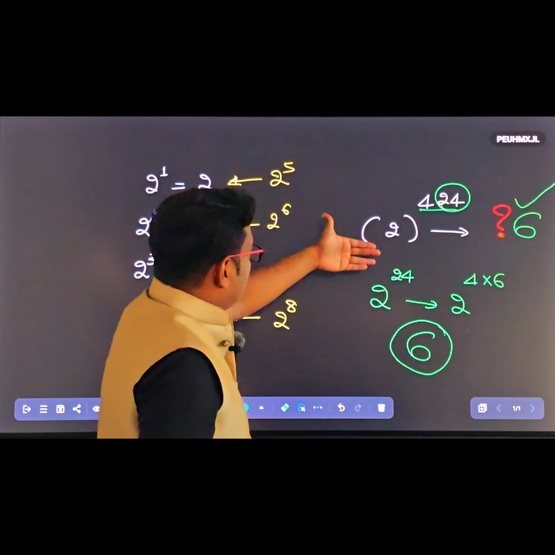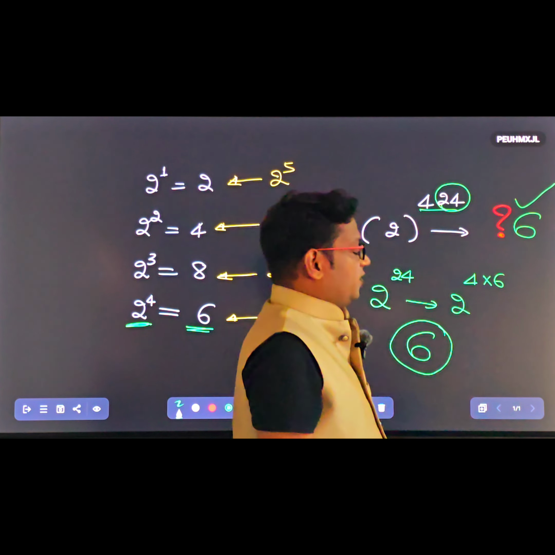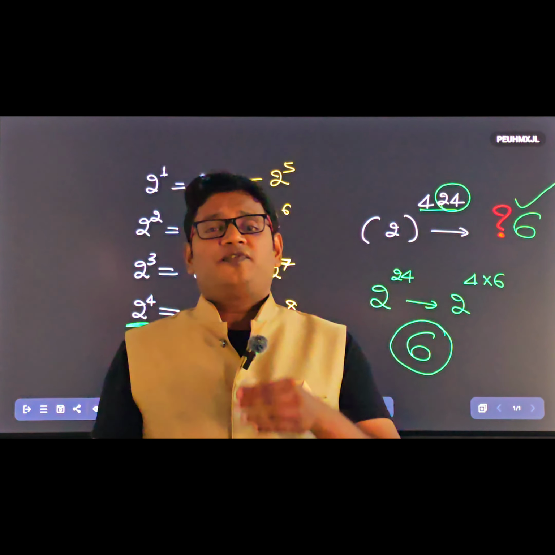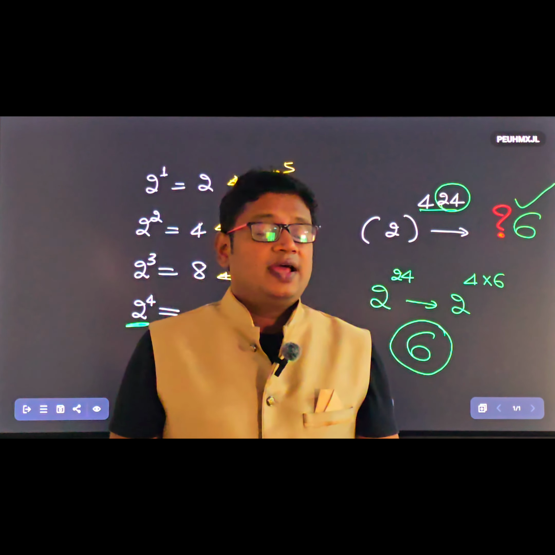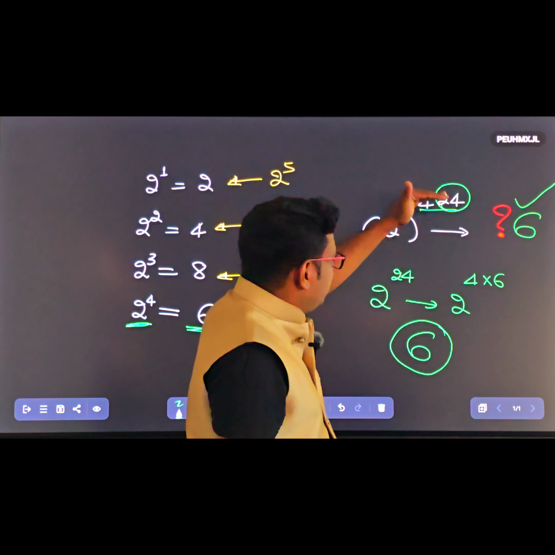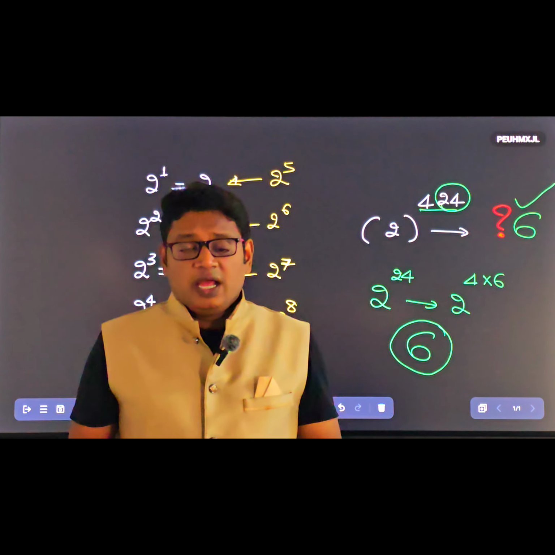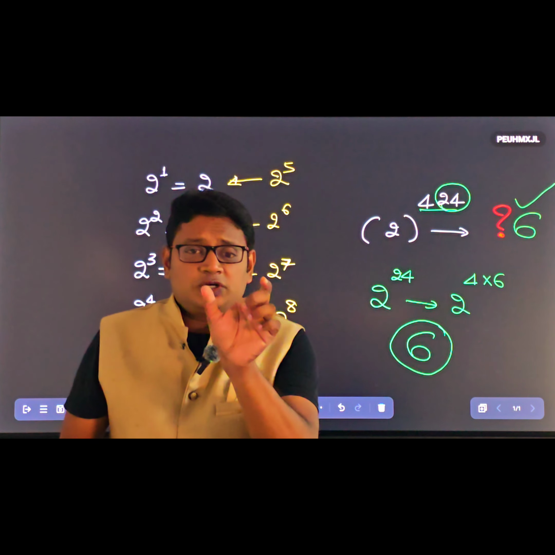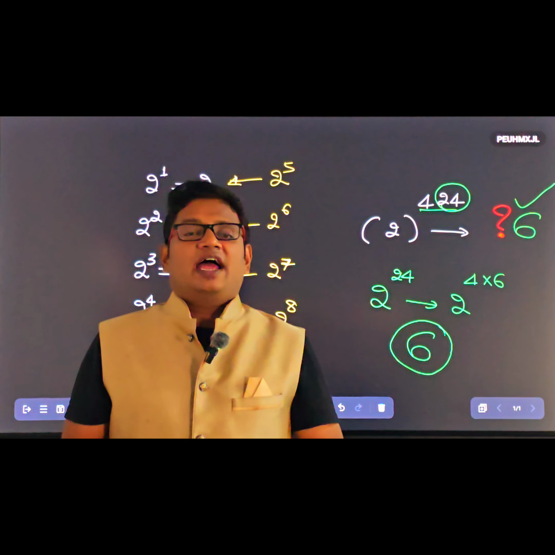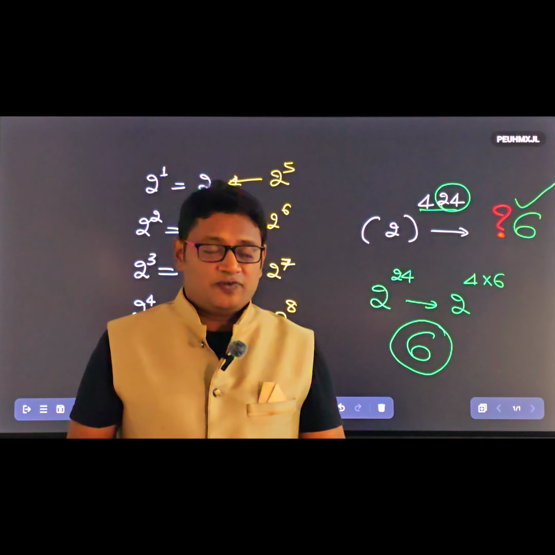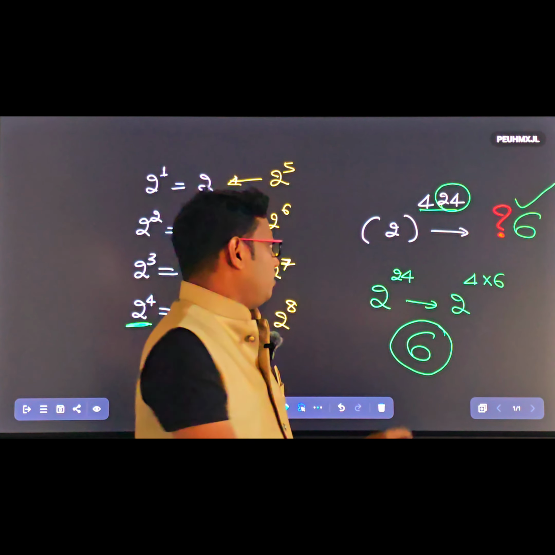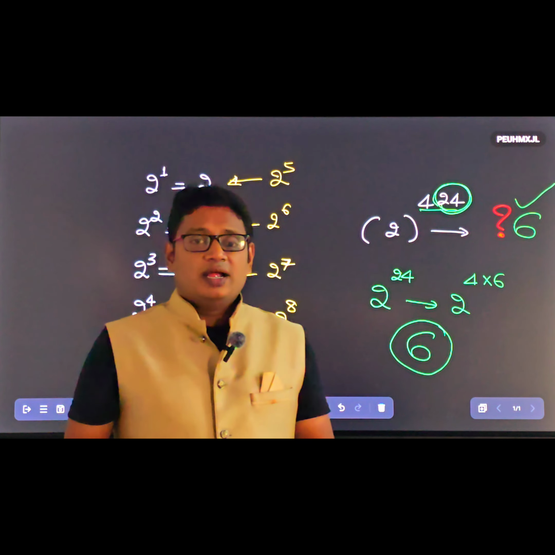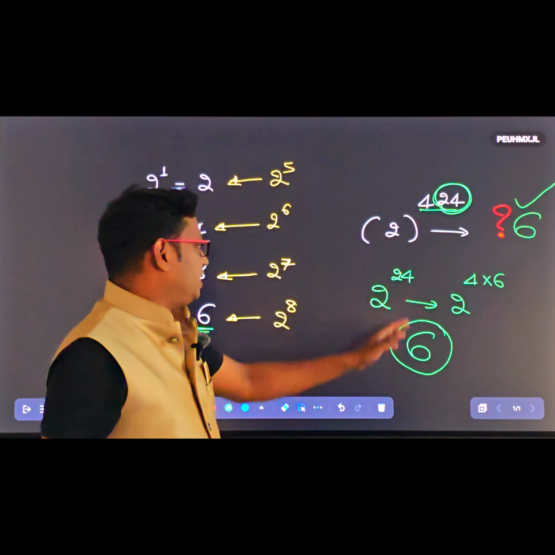Now, supposing in your exam, they give 2 to the power of 424, what is the unit digit? I know the cyclicity for 2 is 4. Hence, I am going to divide the power by 4. The divisibility rule for 4 says, if the last two digits are divisible by 4, then the entire number is divisible by 4. Yes or no? Yes. Since only the last two digits matter, I will consider 24 only.